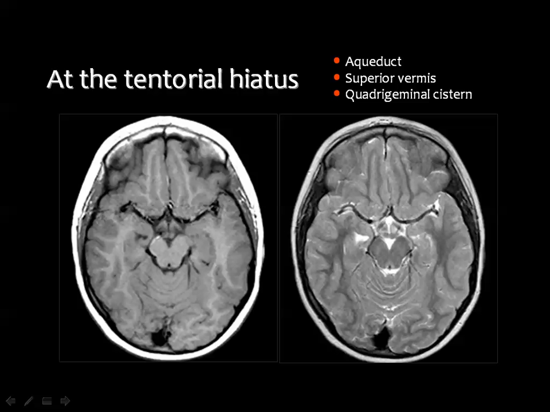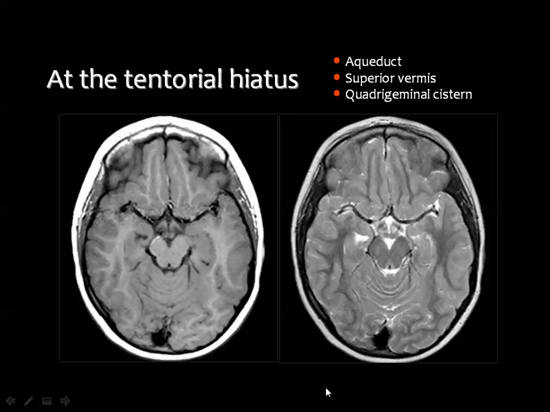You know that the cerebellum is connected to the brainstem by three cerebellar peduncles, but there is only one cerebral peduncle on each side, which is located here, and this is the interpeduncular cistern. Then at this level, the interpeduncular cistern is connected to the suprasellar cistern, where the circle of Willis is anatomically located. At this level you see the aqueduct, the superior part of the cerebellum, and you can also appreciate the quadrigeminal cistern.